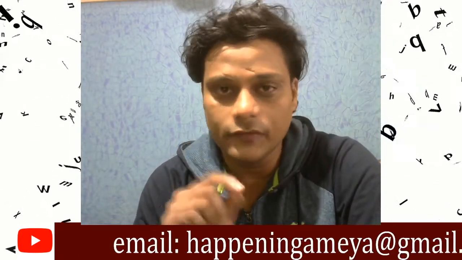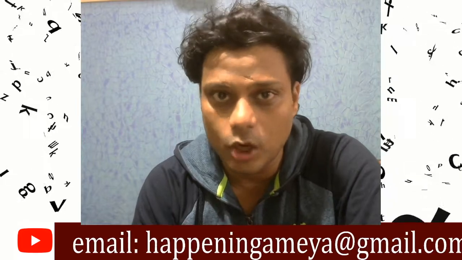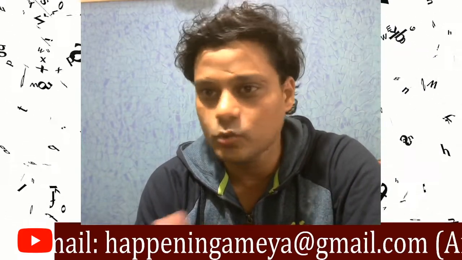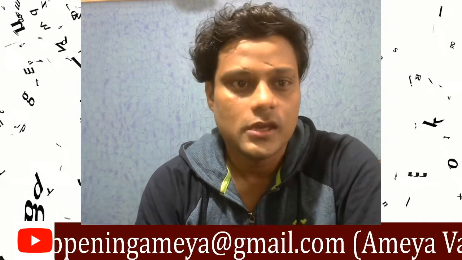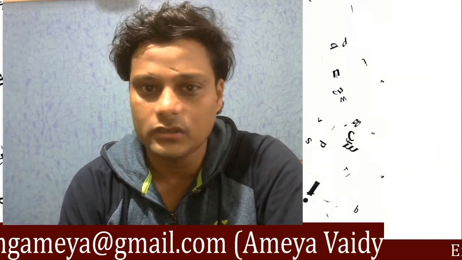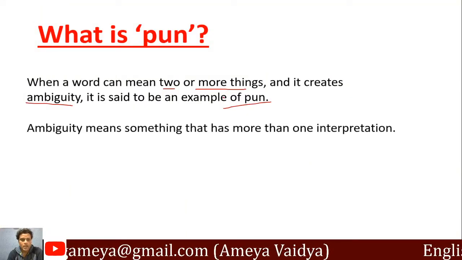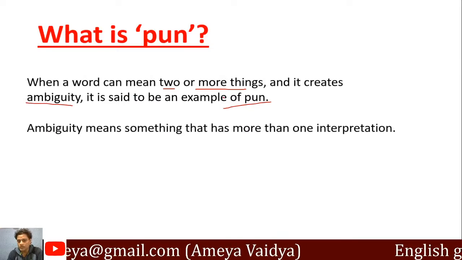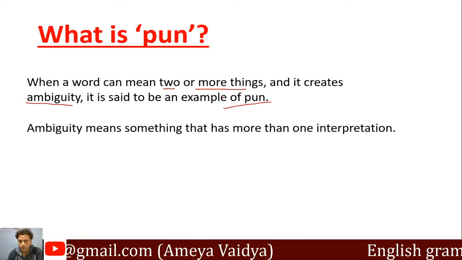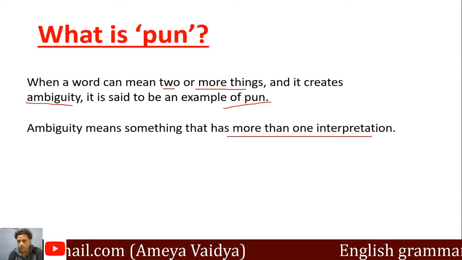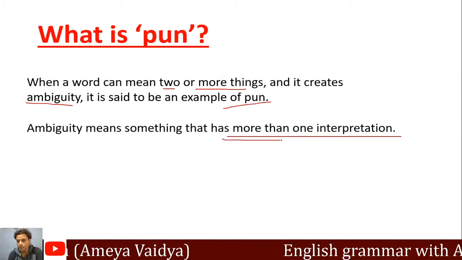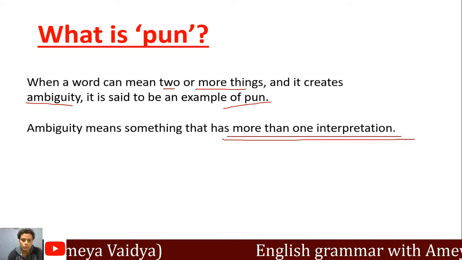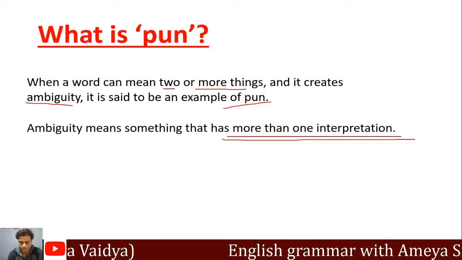Now, let me see if I've dealt with an example on this slide. If not, this will be the first time I'll take you to our notepad. Okay. Let's see if I have covered examples of pun here. Ambiguity means something that has more than one interpretation. I think I told you that. This is very important. This is the meaning of ambiguity. It means that it can mean more than one thing. It has more than one interpretation.